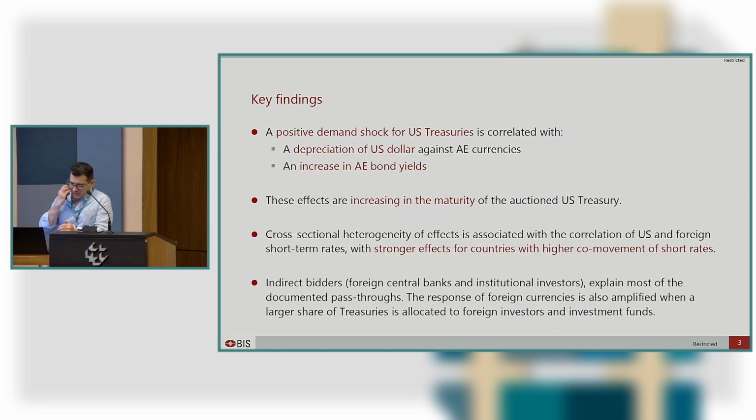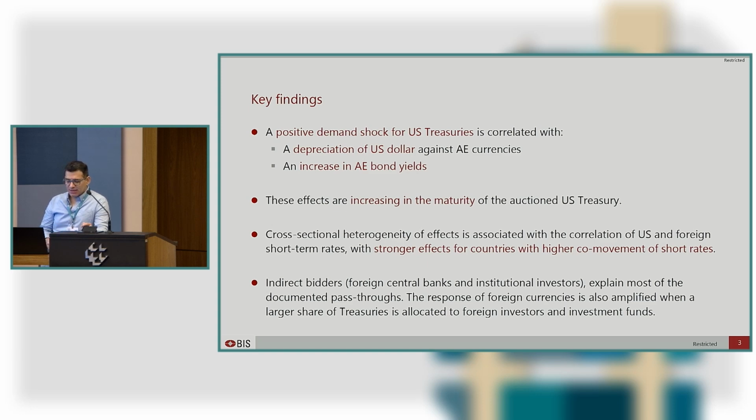The key findings, just to repeat: a positive demand shock for U.S. treasuries is correlated with a depreciation of the U.S. dollar, or an appreciation of the foreign exchange rate, as he expressed, and an increase in these advanced economies' bond yields. And these effects are increasing in the maturity of the auctioned U.S. treasury. Then in the cross-section, there is some important heterogeneity, with the effects being increasing in the correlation of U.S. and foreign short-term rates, and these effects are stronger for countries with higher co-movements of short rates with the U.S.